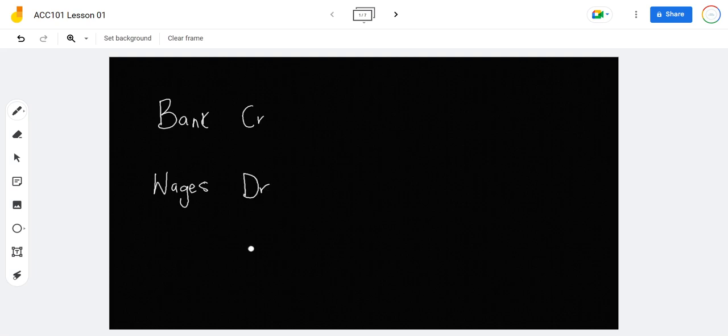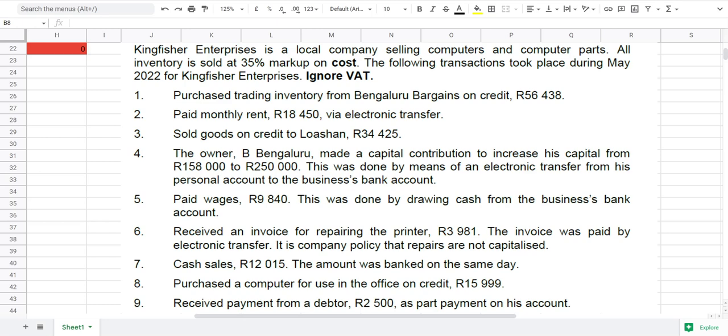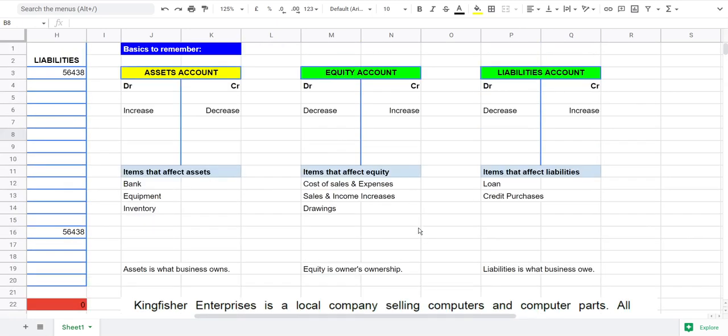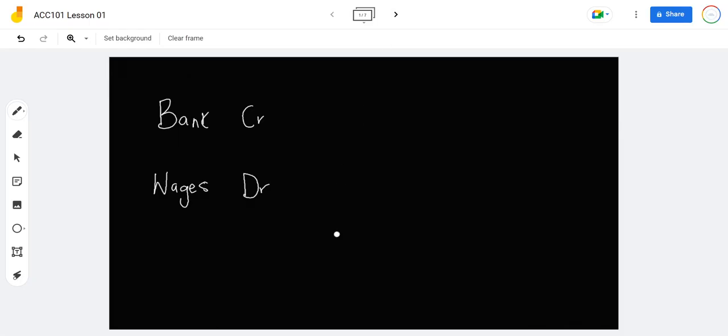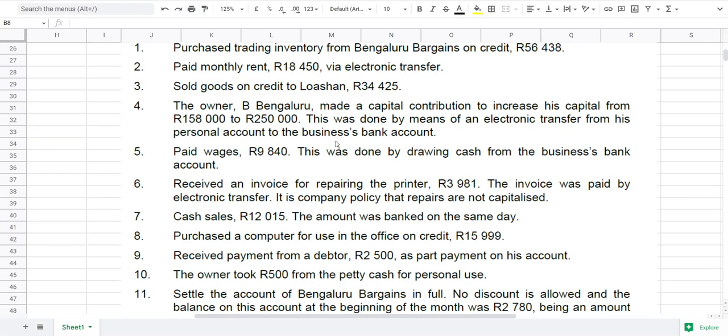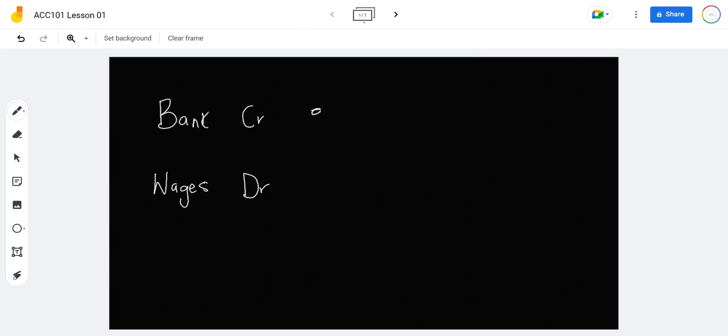You're going to have the expenses there, right? That's where we're going to write the expenses, on the debit side. I meant to check the amount, 9,840. You're going to have 9,840. All right, that's how you're going to record that.